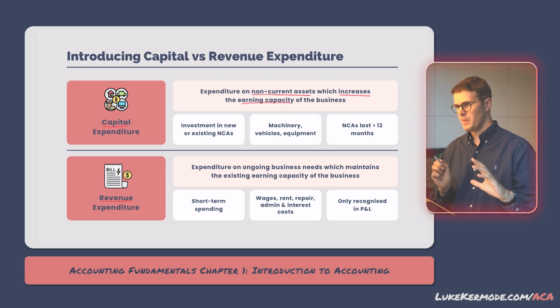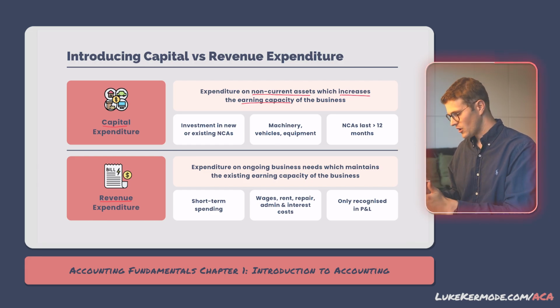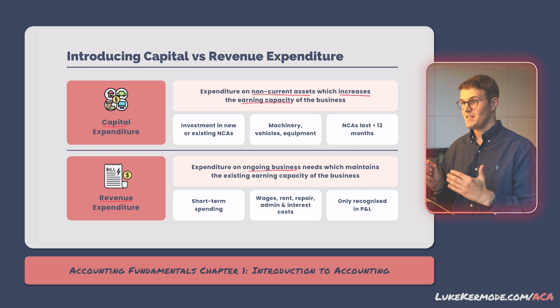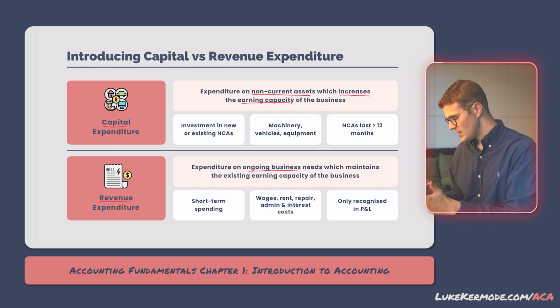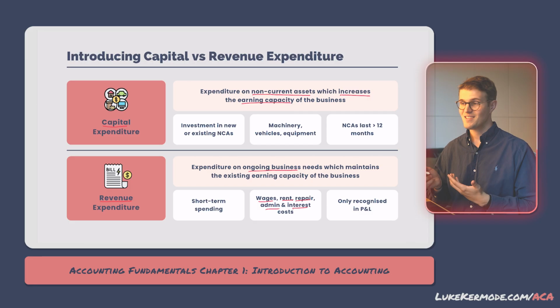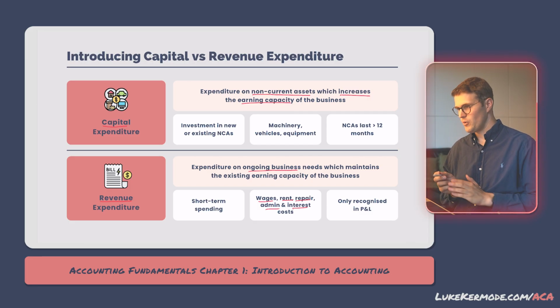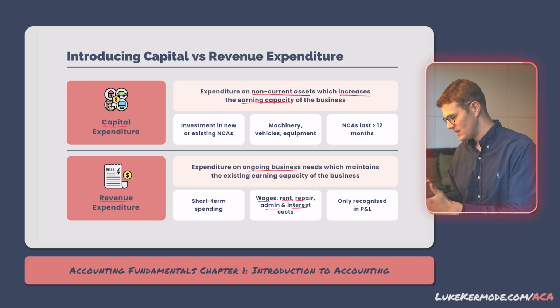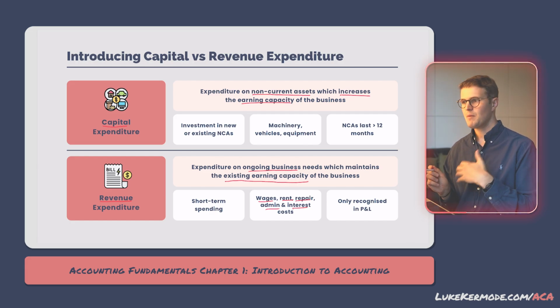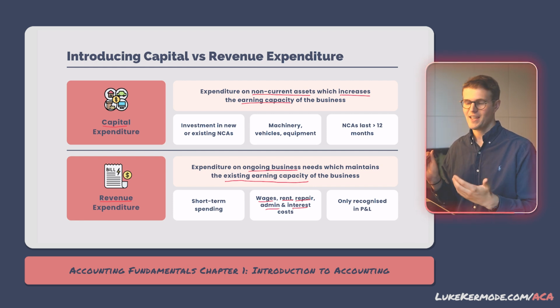Now, compare that to revenue expenditure. Revenue expenditure is all about the day-to-day running of the business. It covers the costs involved in keeping the business operating smoothly. It's things like wages, rent, utility bills, administrative costs, raw materials, repair and maintenance costs, interest expenses. Rather than improving or expanding the business, revenue expenditure simply allows the business to maintain its existing level of activity. So in simple terms, capital expenditure is a long-term investment in the business, whereas revenue expenditure is a short-term cost that keeps the business ticking over.